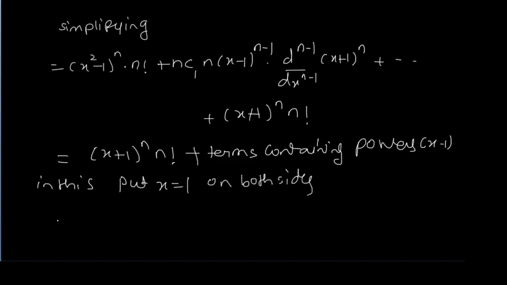X equal to 1 on both sides. So here what we have taken? C into Pn of x we have taken. So here we substitute x equal to 1. Then this is equal to what? N factorial.